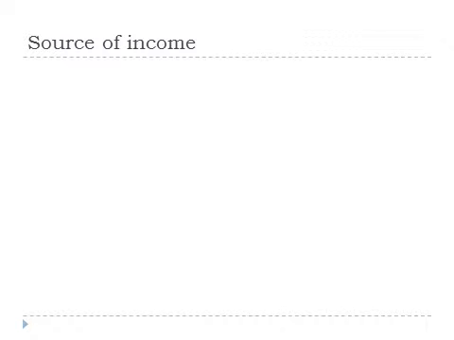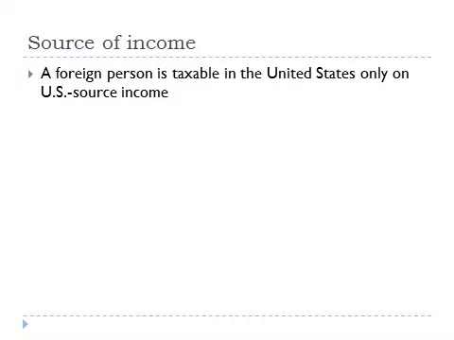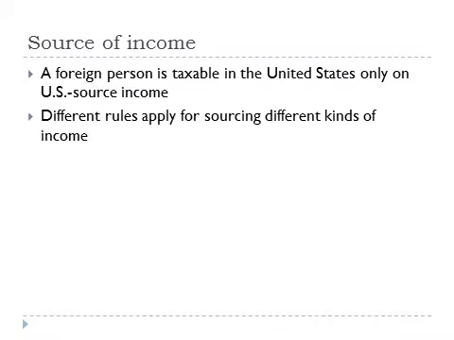Source of income is the next area of study that is common to all foreign taxpayers. In general, the United States taxes a foreign person only on income that has its source in the United States. This rule applies to non-resident aliens, foreign corporations, and foreign partners. Different sourcing rules apply to different types of income. The major categories of income to which specific sourcing rules apply are as follows.